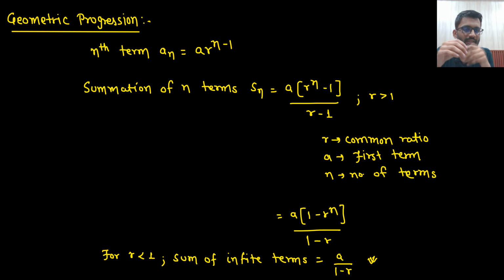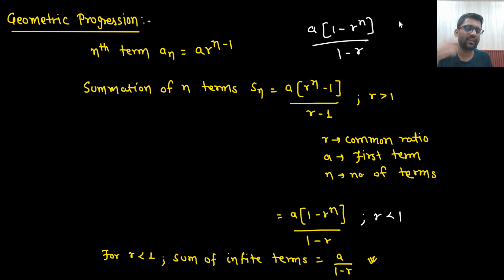What is the summation of n terms? That is a into r to the power n minus 1 upon r minus 1 if your r is greater than 1. And if r is less than 1, then what we usually do is take the minus sign in common, giving 1 minus r to the power n divided by 1 minus r. Because if r is less than 1, let's say 1 by 2 to the power 5, n will certainly be positive, as the number of terms is positive only. So 1 by 2 to the power 5 will certainly be less than 1. If I write 1 by 32 minus 1, I will get a negative value here.